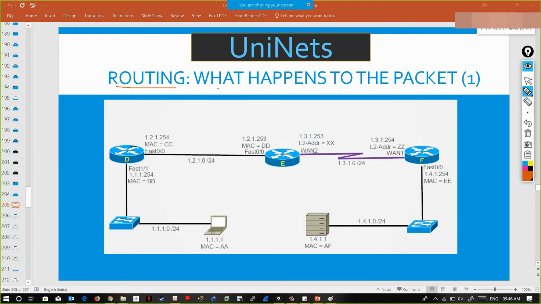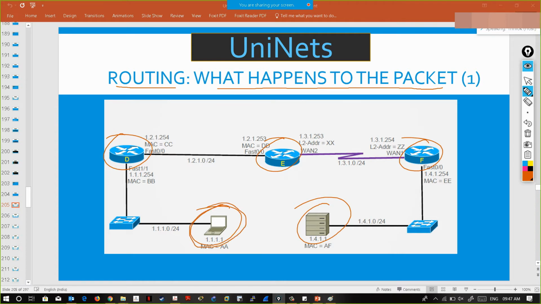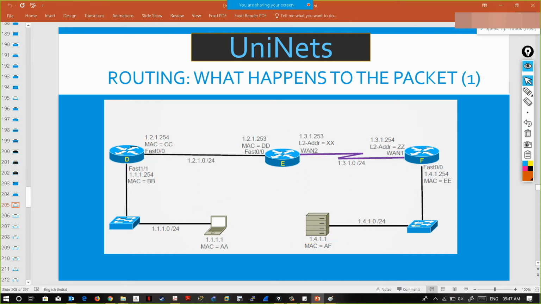In routing, what happens to the packet? These are my routers, and this is my source. My laptop has to communicate with this server, right? What will my laptop do? What will these routers do? And how will this router come to know about this server device, right? Can you see the topology?